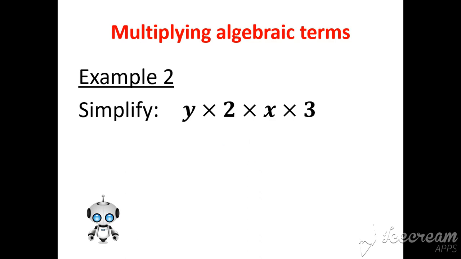Right, number 2. A number y times 2 times the number x times 3. So this is what we're going to do here. We're going to do our coefficients first. So we've got 2 times 3, and that makes 6. So we're going to put the coefficient of 6 first, and then we're going to write it as y and x. No, we're not. We're going to write it as x and y because we do it alphabetically. So we have 6 times the number x times the number y.